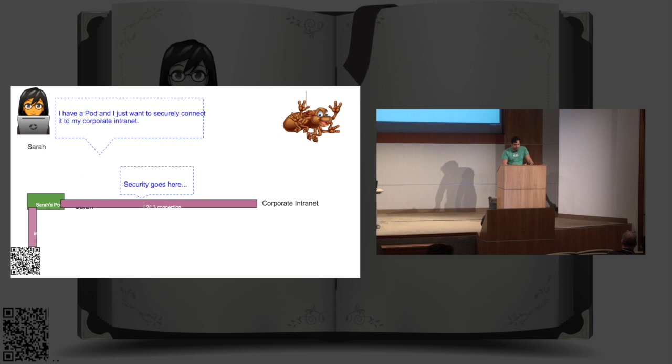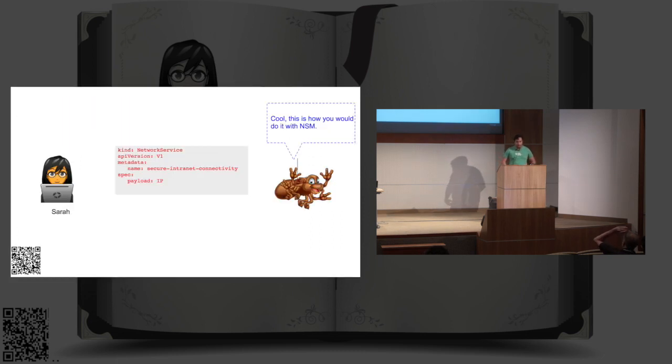Cool. Okay, so going back to our narrative, Sarah says to Ariadne, I have a pod. I just want to securely connect to my corporate internet. Like, that is the thing that she wants. So this is how we do it within Network Service Mesh.